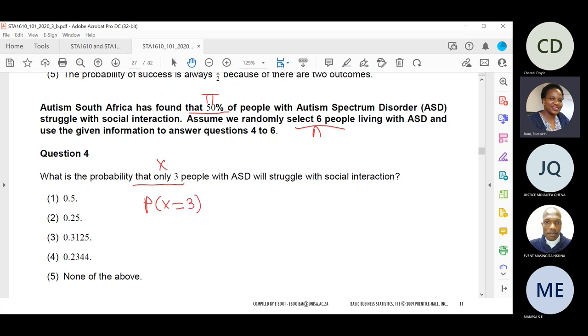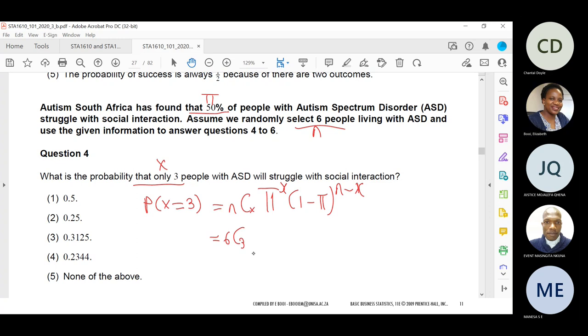Therefore, you can either use the formula or calculate using the table, which is easier. With the formula, you will have to calculate nCx, using X, times pi to the power X, times one minus pi to the power n minus x. So you will have to say 6C3 times 0.5 to the power 3 times 1 minus 0.5 to the power 6 minus 3, and go and calculate that.